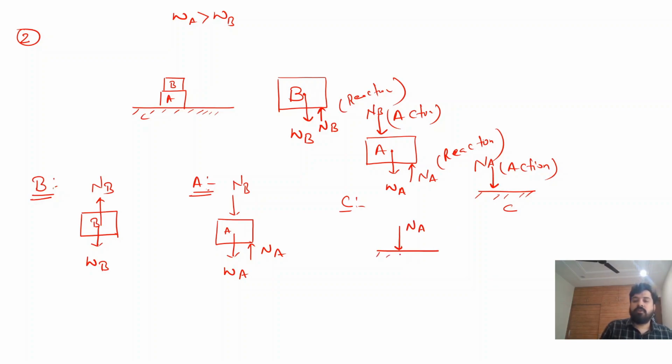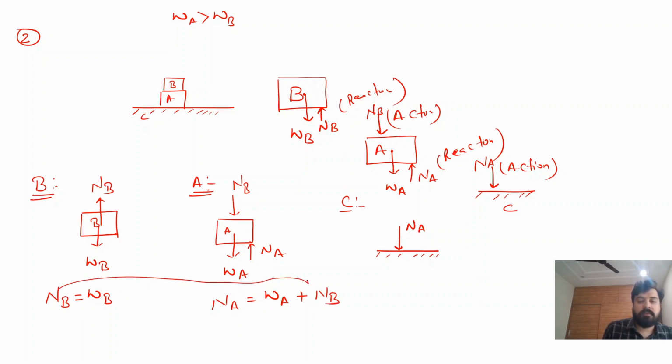Okay, so if we want to calculate these values like NA and NB, we will apply the equilibrium condition, which means net force is 0 and net moment is 0. By applying the equilibrium condition, we get NB is equal to WB, and here NA is equal to WA plus NB. Putting the value of NB here, we get NA is equal to WA plus WB.